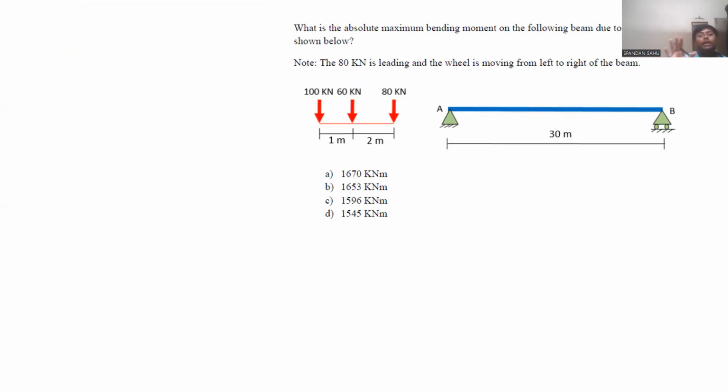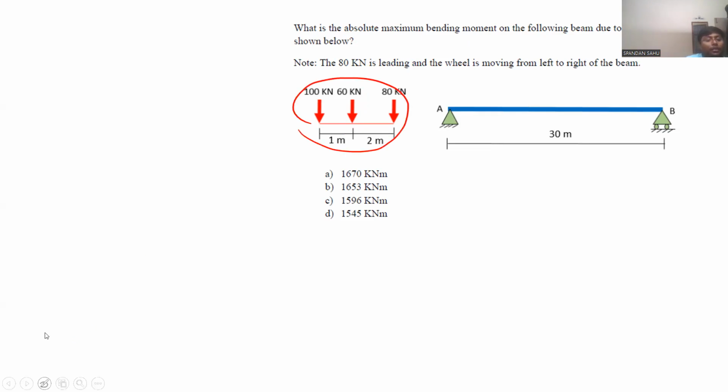I am giving the hint and you try it yourself. This is not any repeat question from this class. In this question, they are asking to determine the absolute maximum bending moment due to 3 wheel loads shown below. For determining maximum bending moment, first you determine the resultant for this train of loads.